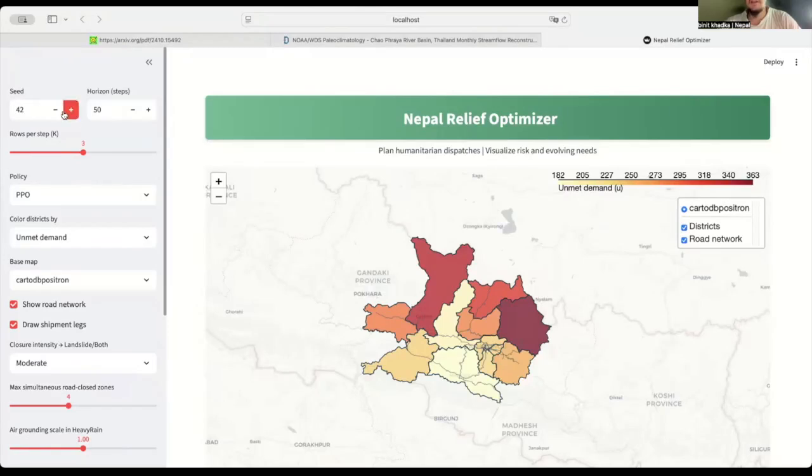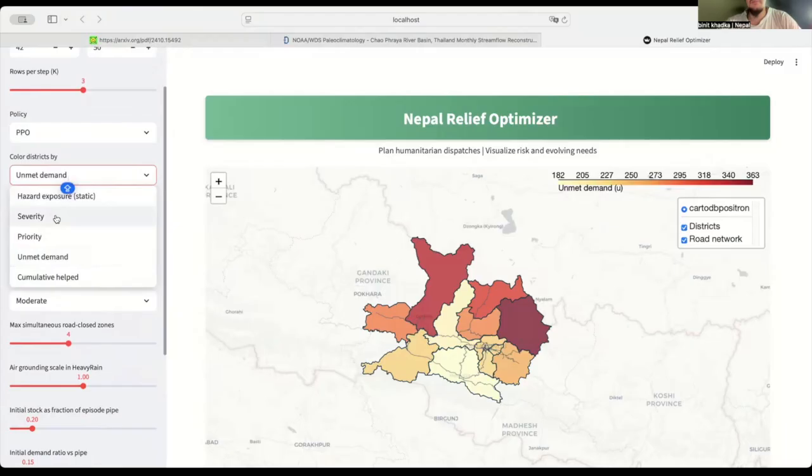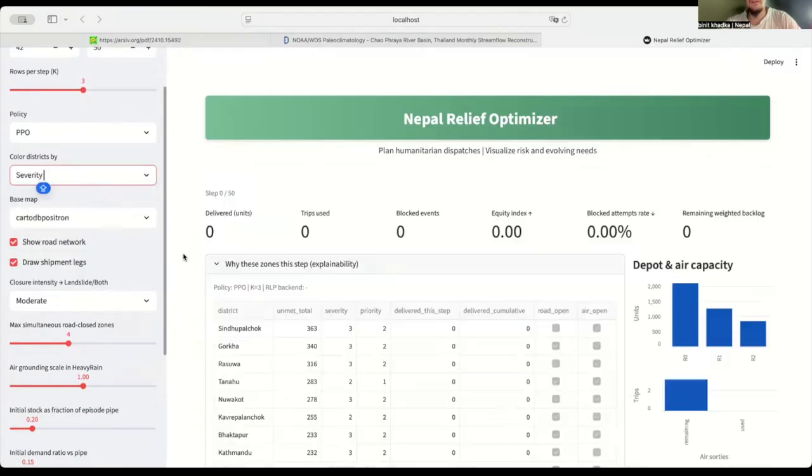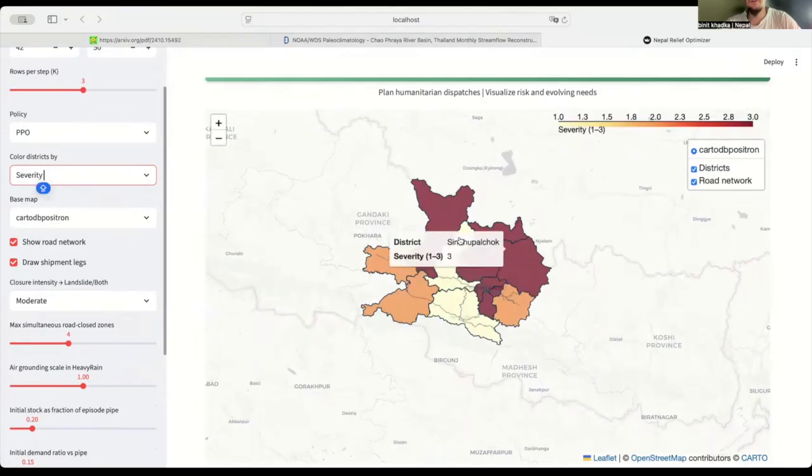If we change the seed, the whole scenario also changes. We can also select the algorithm from here: PPO, greedy, and rolling LP. You can also change the color based on severity, priority, and hazard exposure. Based on severity, you can see which are the severe zones being impacted. This keeps changing once we start to send the delivered units or help that is required.